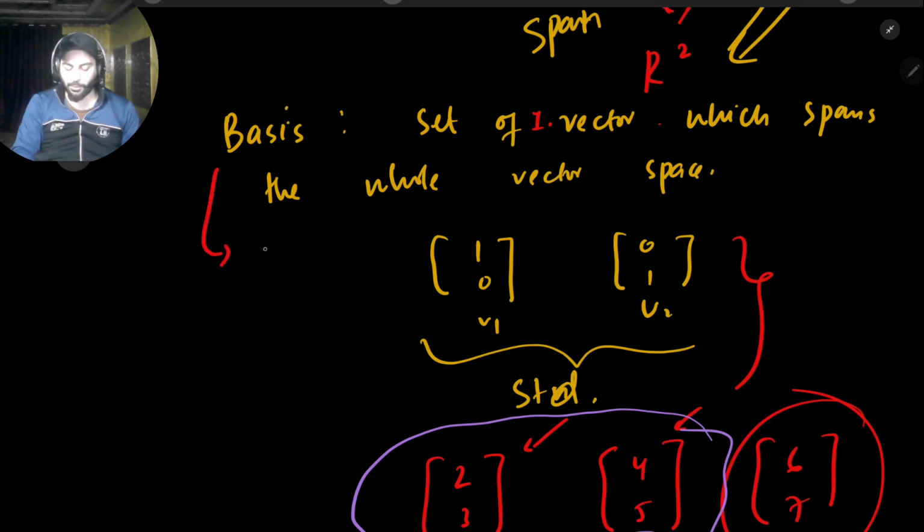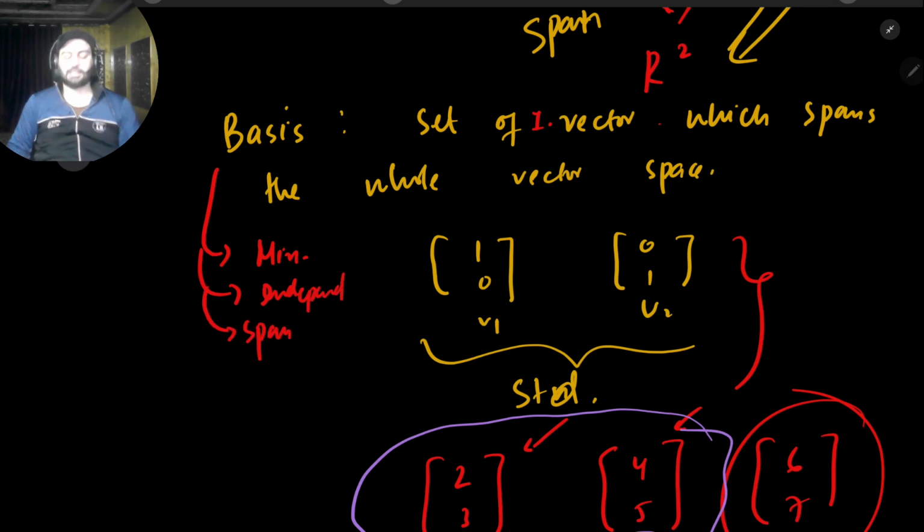The basis has three properties. First, it should be a minimal set. Then they should be independent. Then they should span the whole vector space. So we call that a basis. A set of vectors is called a basis if it's an independent set, it contains the minimum number of elements, and it spans the whole vector space. Is it clear? Is the concept of span clear? Yes, sir.